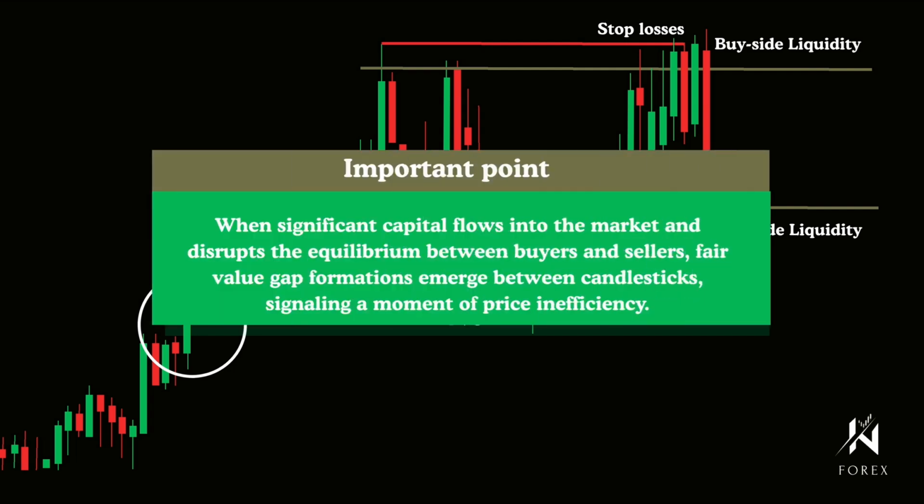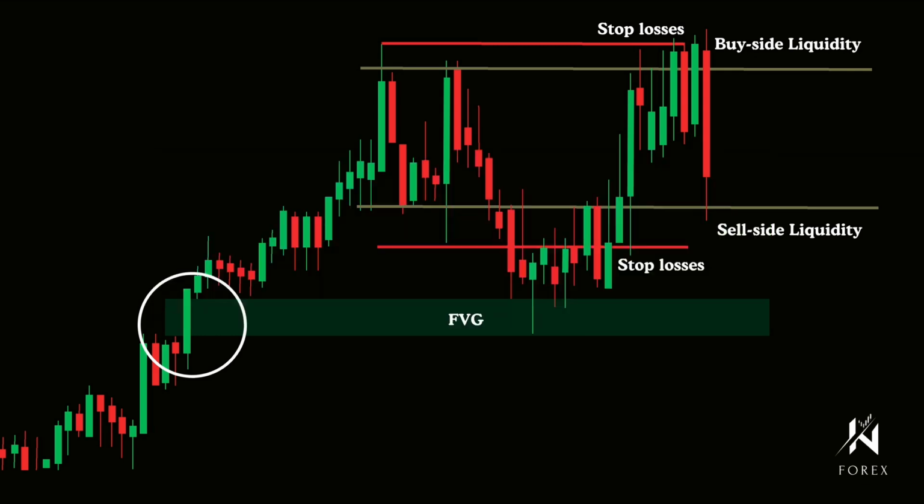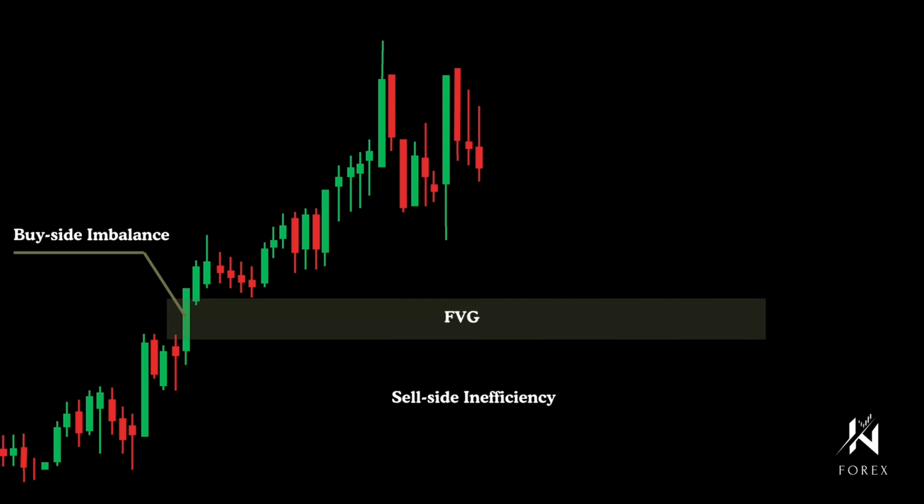When significant capital flows into the market and disrupts the equilibrium between buyers and sellers, fair value gap formations emerge between candlesticks, signaling a moment of price inefficiency. When such zones appear on the chart, price tends to rally toward these predefined levels as the market needs to revisit that zone to correct the inefficiency present there. So if we rewind to the moment before this movement occurred, what can we observe? There's a buy-side imbalance indicating that buyers significantly overpowered sellers, and there's a sell-side inefficiency suggesting that price needs to revisit this inefficient zone to restore balance.